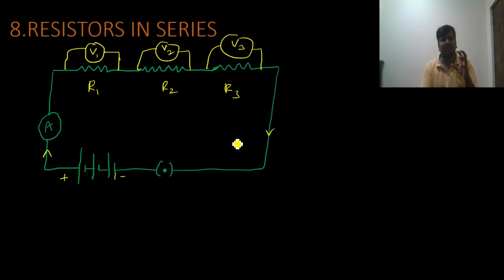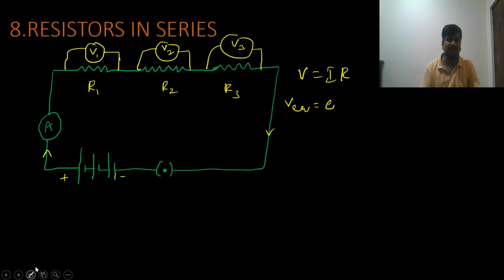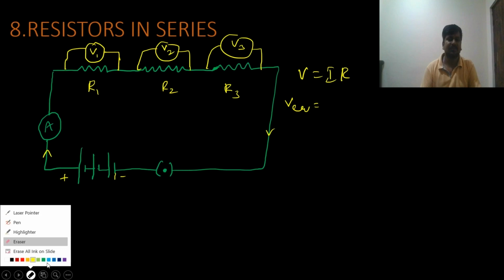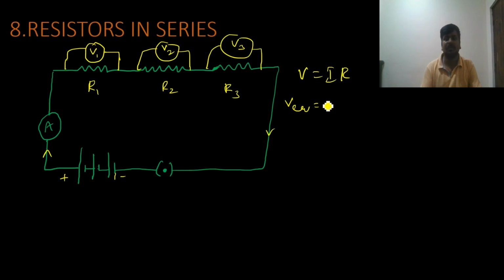So this is about resistors in series combination. In the entire circuit the current is the same. So from Ohm's law, V equals IR, we can take a V effective, or V in series, the potential difference in series.